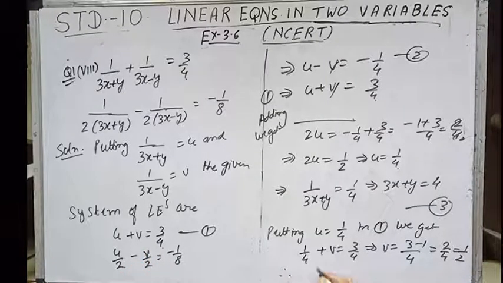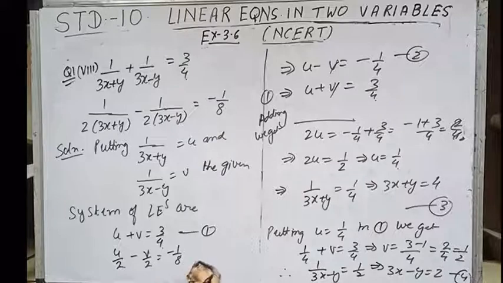Therefore, v equals 1 by 2. Now v was how much, children? V was 1 by 3x minus y. So 1 by 3x minus y equals 1 by 2. This implies 3x minus y equals 2. This is equation number 4.